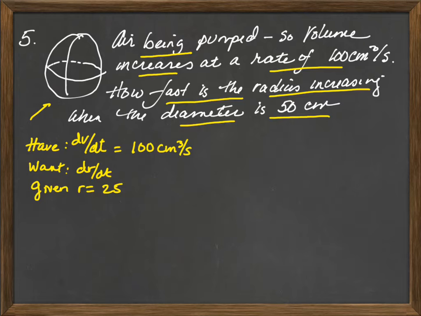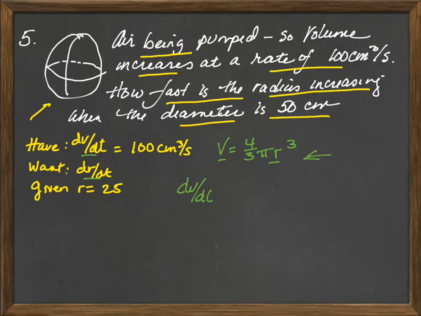All right, so you have to know the volume of a sphere formula. So the volume of a sphere is 4/3 pi r cubed. And notice we have dV/dt and dr/dt, and those are the only two variables. So it's going to be just like number 1 and number 3, where I just solve implicitly and substitute what I have in. So let's take the derivative of the volume function.